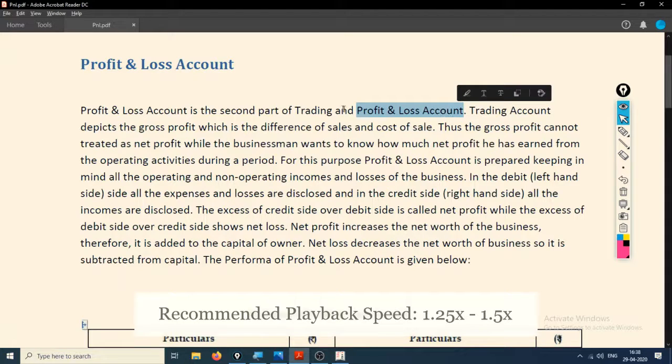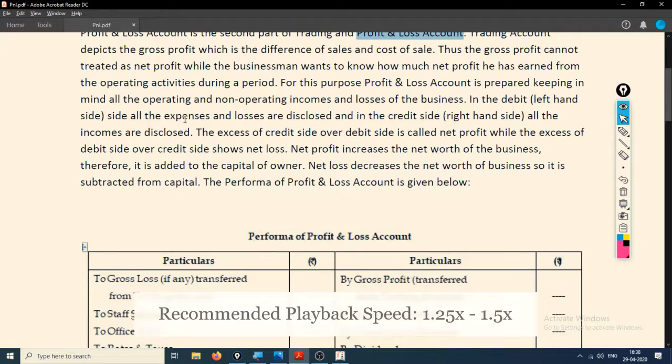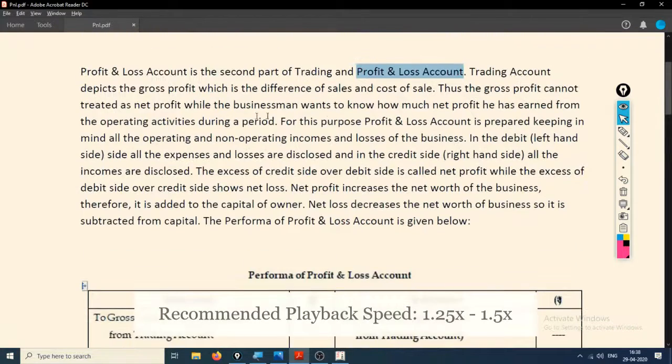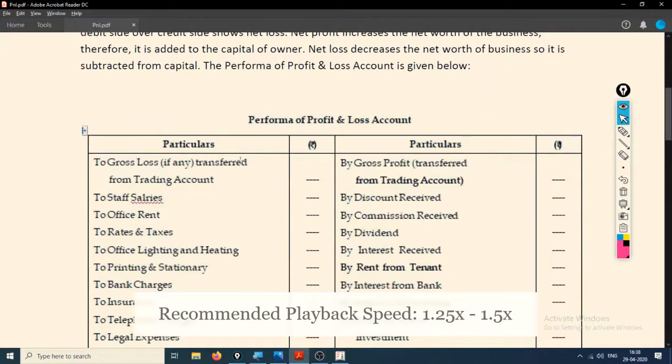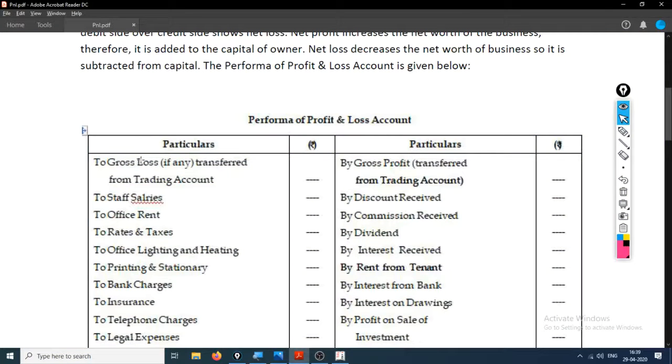indirect income. Trading also includes opening stock, closing stock, sales and purchase, while the profit and loss account does not have any of it. It only has indirect expenses and indirect income. And it is very essential for a businessman to know the true profit, that is, after making expenses on non-operative things.